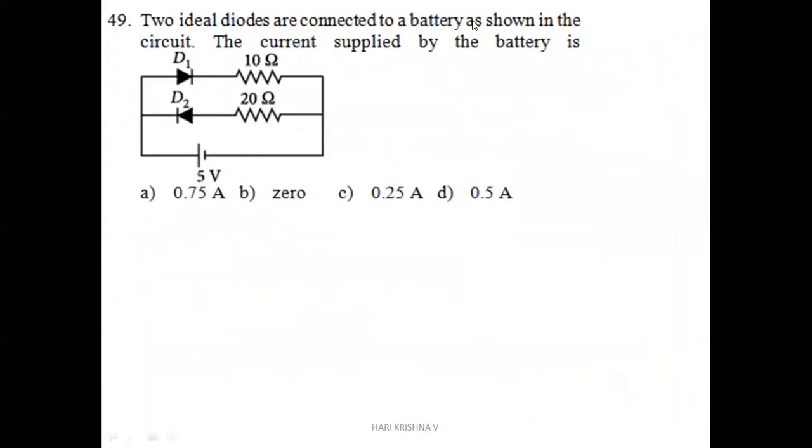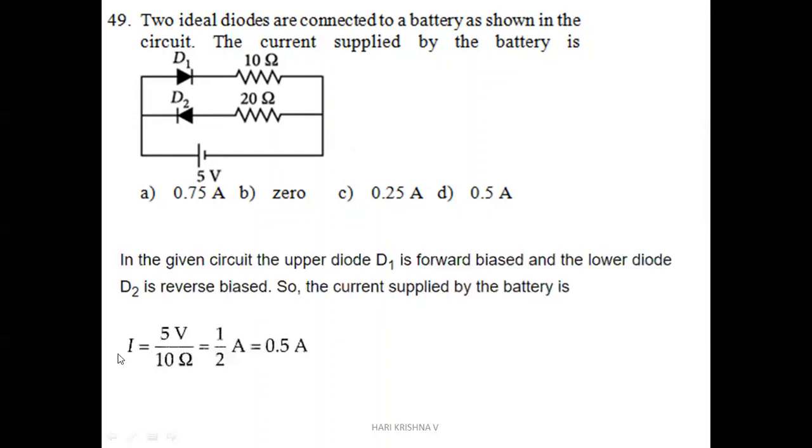Next, two diodes are connected as shown in the circuit. The current supplied: seeing the diodes, one is forward biased and the other is reverse biased. So only in forward bias will current pass, whereas in reverse bias current will not pass. So I is equal to 5 by 10, the voltage is 5, so I is equal to 5 by 10, 1 by 2, 0. Because in forward bias only current will pass, in reverse bias no current will pass. So option D will be correct.